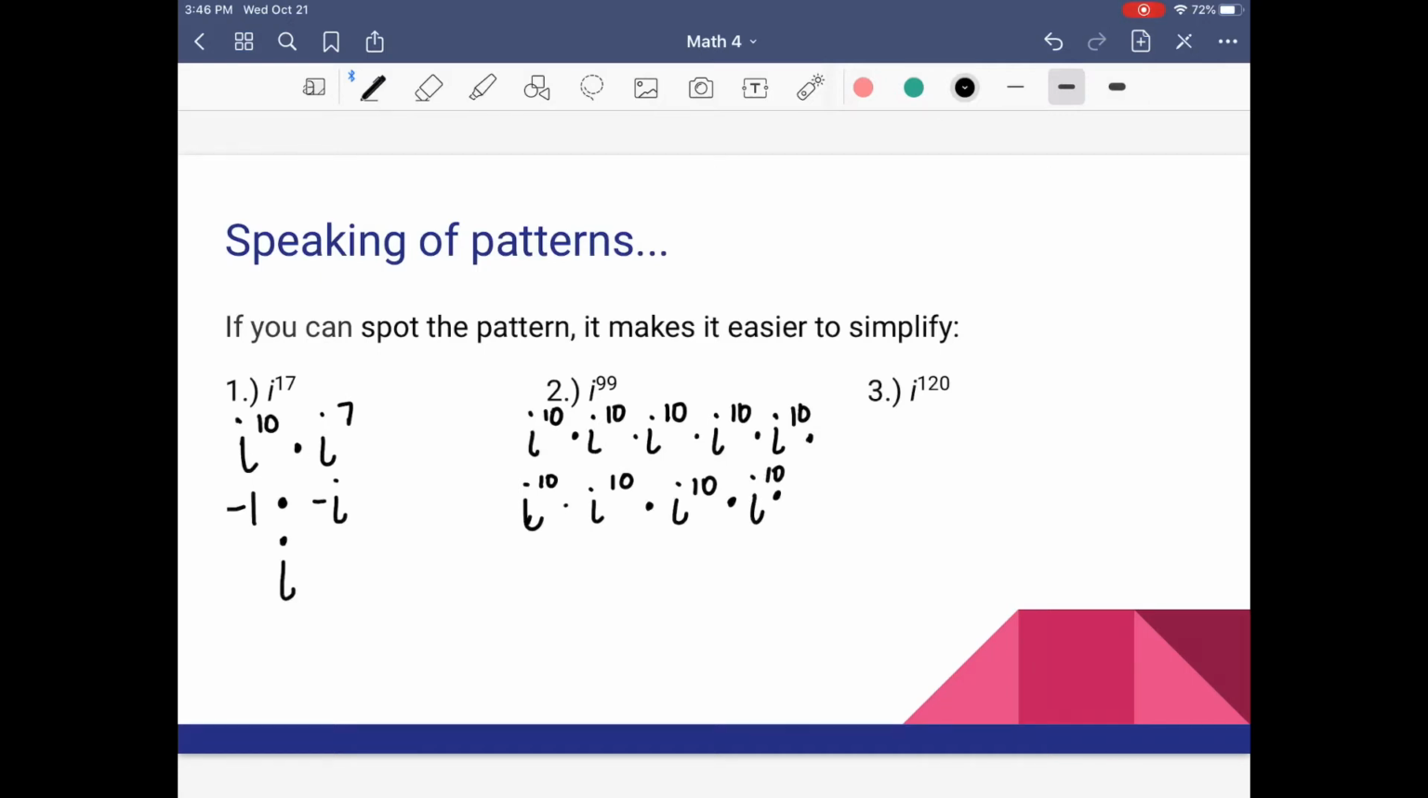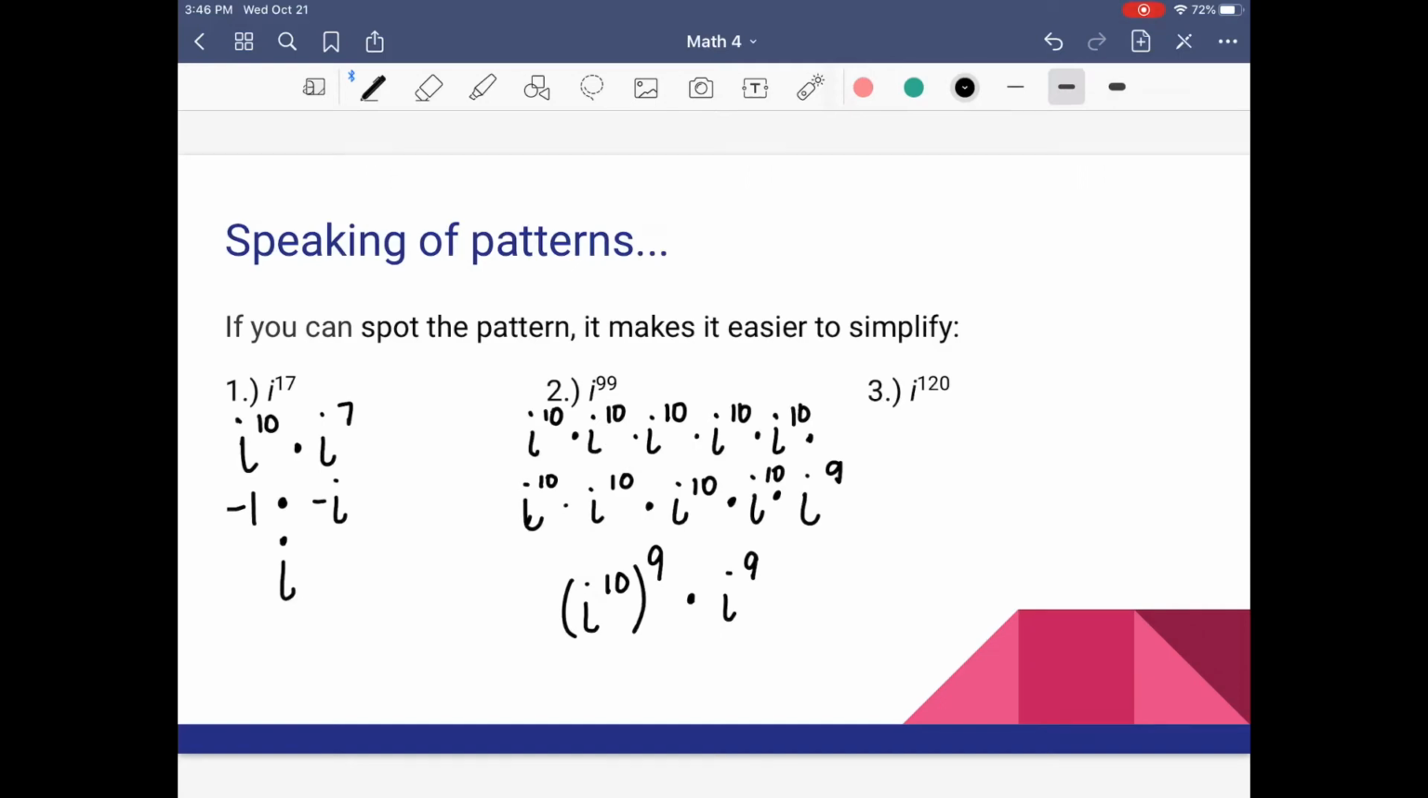Now, what do we have left over? Well, we have i to the 9th left over. So what do I need to do here? So in this particular problem, I'm basically saying that I have i to the 10th, and I'm going to raise it 9 times because there's 9 of them. And then I still have i to the 9th left over.